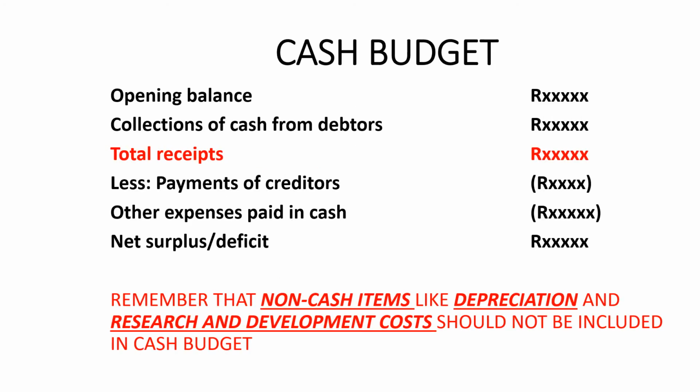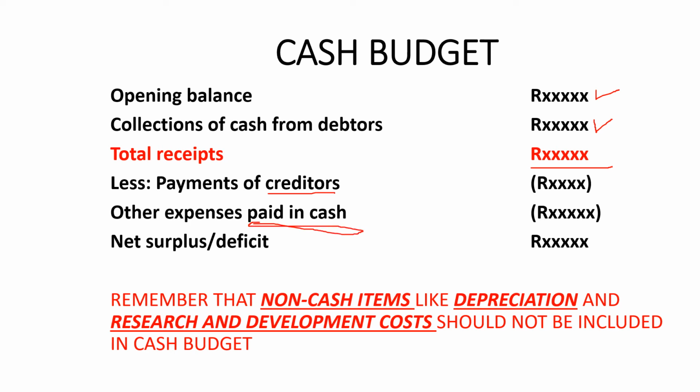Then the second budget is our cash budget. Here we are talking about collection from debtors and payments to our creditors. The difference between that will be our net surplus or deficit. So you have to identify your opening balance and how much will be collected. Add the two, you get total receipts. Then the second part of the budget is payments to creditors and all other expenses paid in cash.